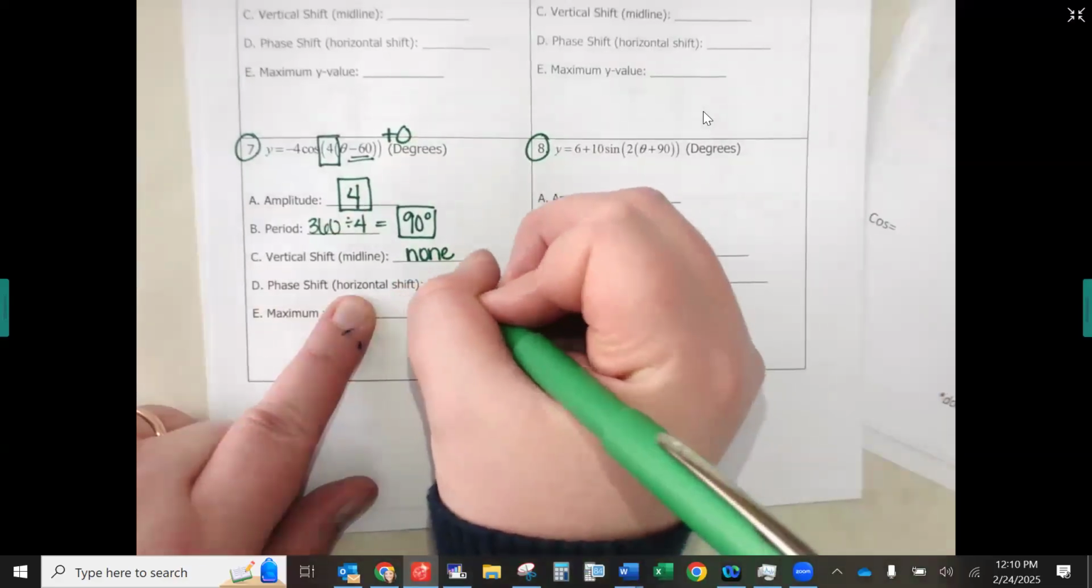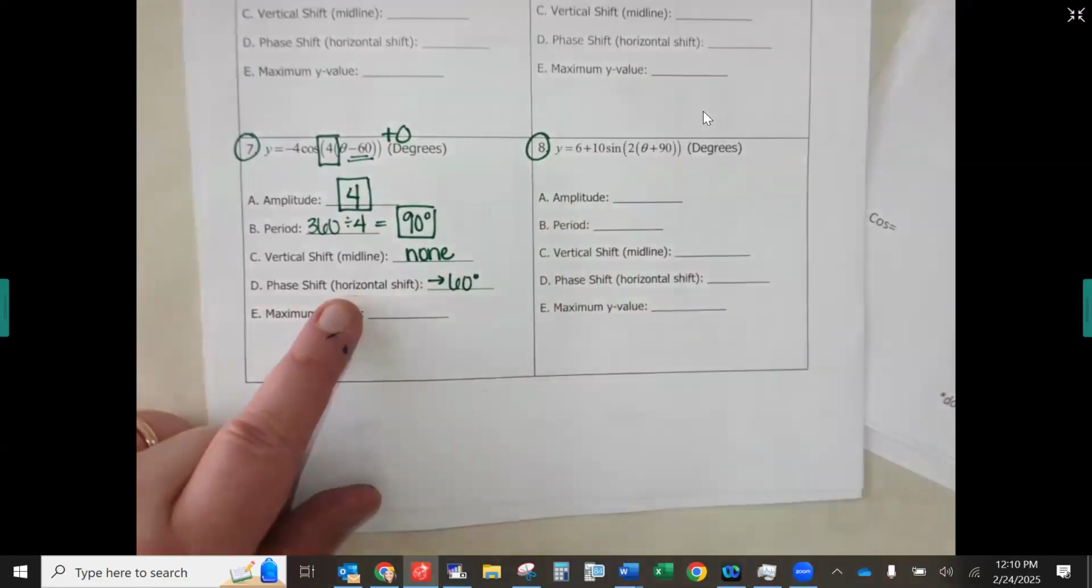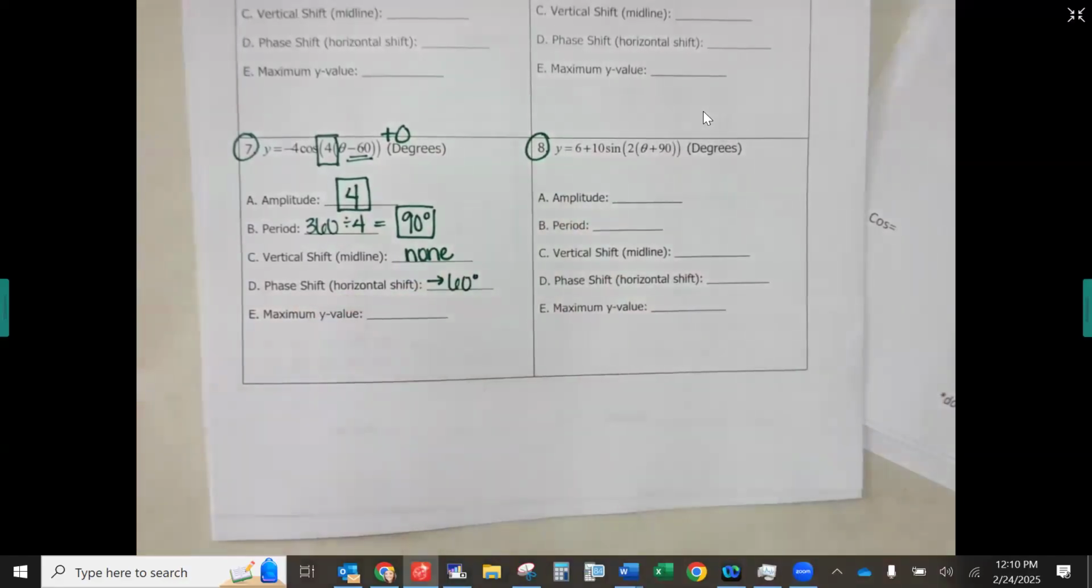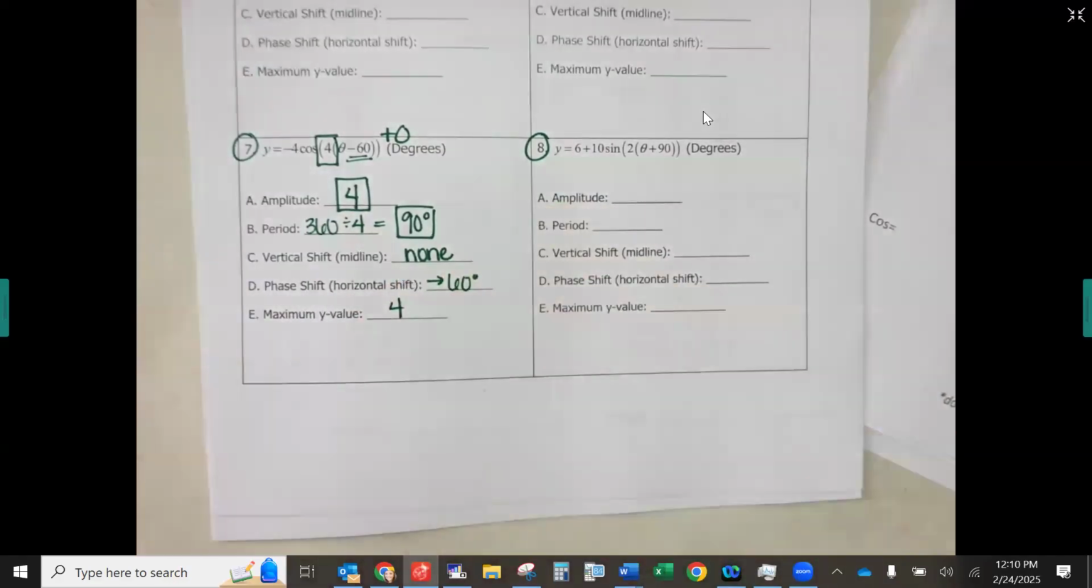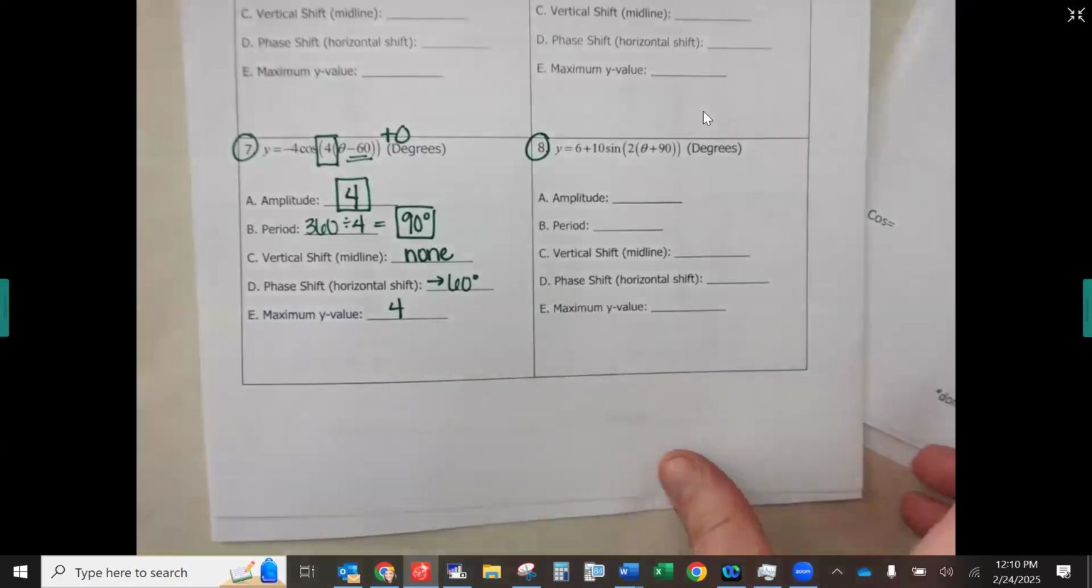To the right 60. And then for my max value, I want you to think about if your graph is centered at 0 and you're going to go up 4, what's your highest point going to be? Okay, versus let's say that you were starting at 10 and going up 4, well then your high point would be 14. Does that make sense? All right.